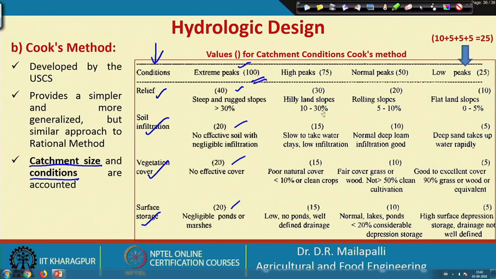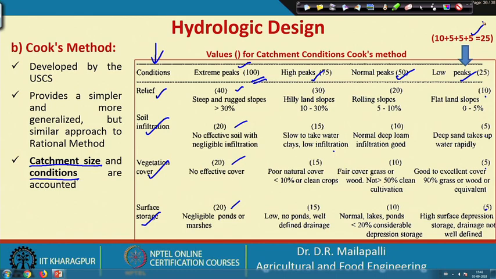Similarly, for the high peaks case, hilly land slopes of 10 to 30% you get 30 weightage, and slow to take water, clays and low infiltration, 15. Like that you get 75. Normal peaks 50 and low peaks 25. So, 25 is 10 plus 5 plus 5 plus 5. So, the maximum you get is 25.